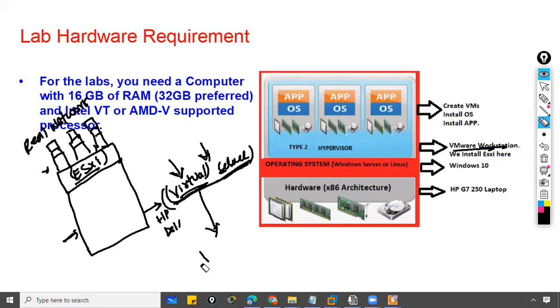So we will install this VMware Workstation first. This is the type 2 hypervisor. On this VMware Workstation, we will create one virtual server. Then we will install the ESXi. Then we'll create the virtual machine. Then we'll install the operating system. Is it clear, guys? Any doubt with our lab?